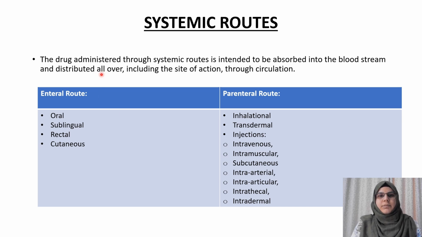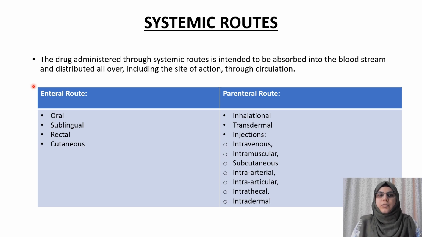The drug administered through systemic route is intended to be absorbed into the bloodstream and distributed all over, including the site of action, through circulation. So whatever drug is administered into your bloodstream is distributed all over your body, including the site of action. Site of action means the place for which you have taken the drug, reached through circulation via blood.